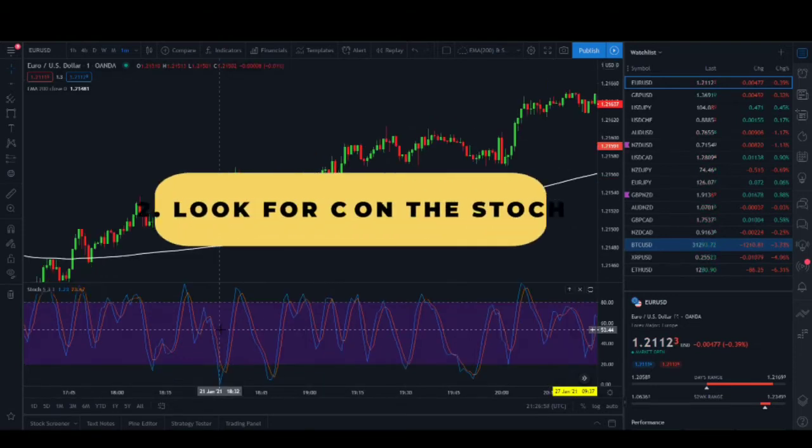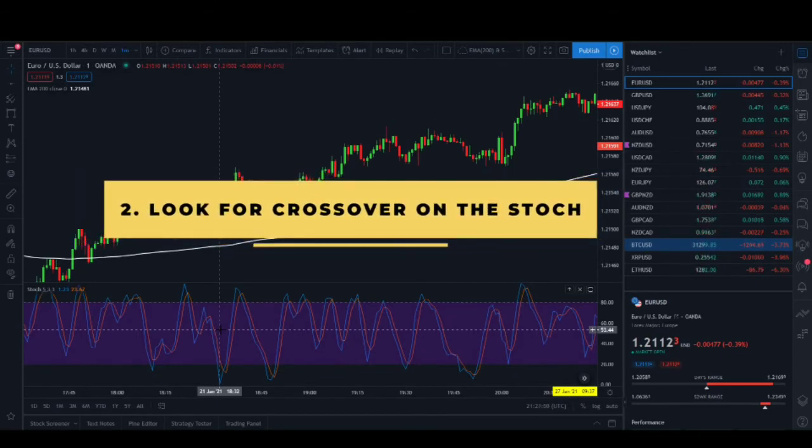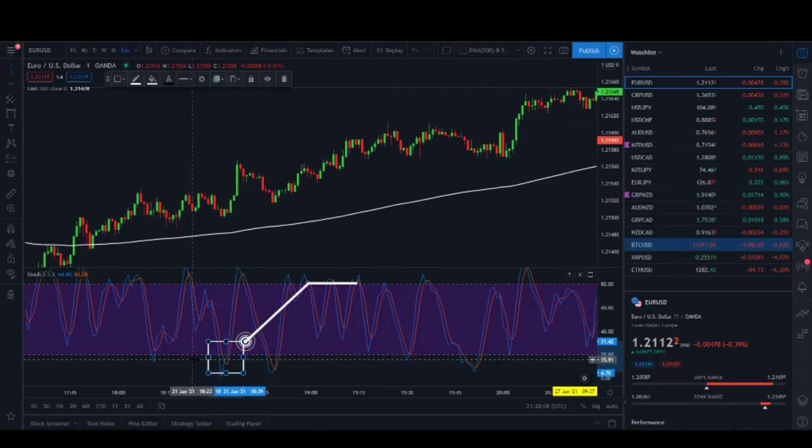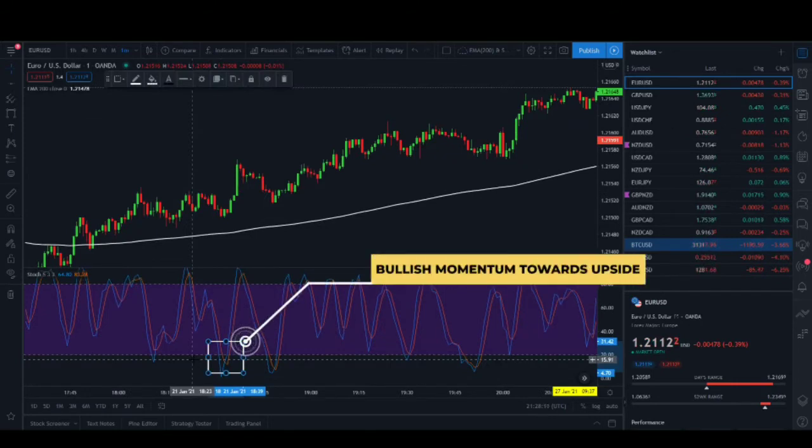Your second step is to look for a stochastics crossover, and this is super important, but in addition to crossovers, you want to look for momentum. When you see a crossover happening in the stochastics, you don't want to only look for the blue and orange lines going up or down. Let's say over here we have a crossover based on the blue line crossing the orange one, but then they both start heading towards the upside. That upside movement and crossover is the momentum that we are looking for to enter a trade.